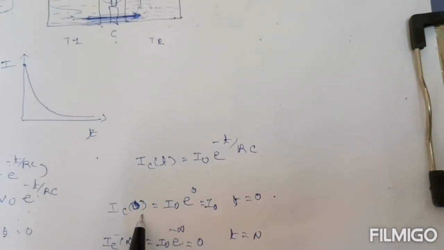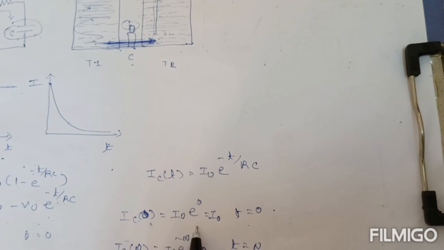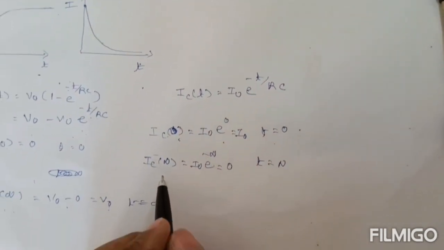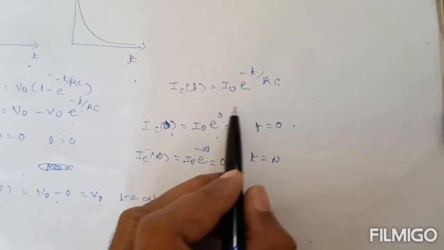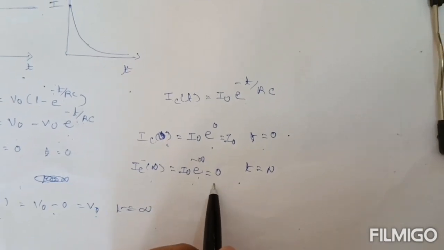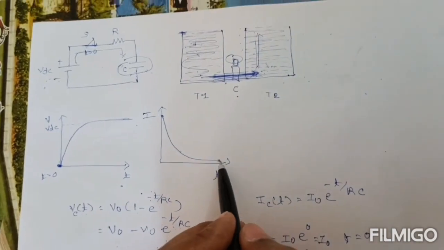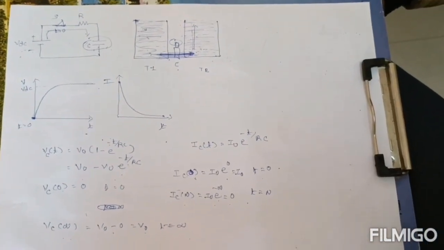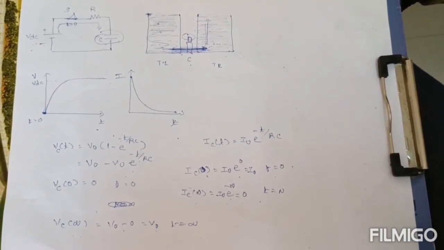Okay, so we can say that at t is equal to 0, the current through the capacitor will be I0, that is the maximum. And at t is equal to infinite, if I put the value in this, IC of t will be equal to e raised to minus infinite, that is equal to 0. So at t is equal to infinite, this current will become 0. Okay, so this is how the voltage across the capacitor and the current through the capacitor behave with respect to time.